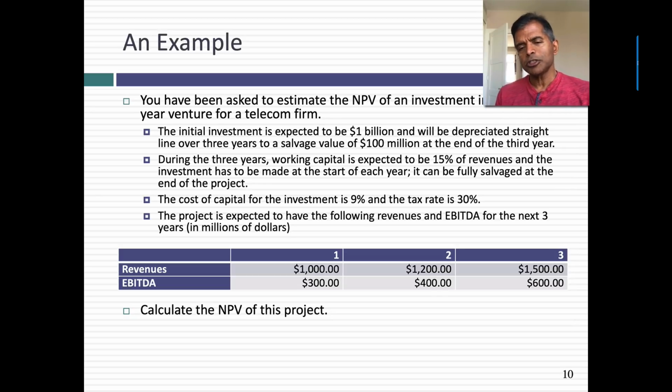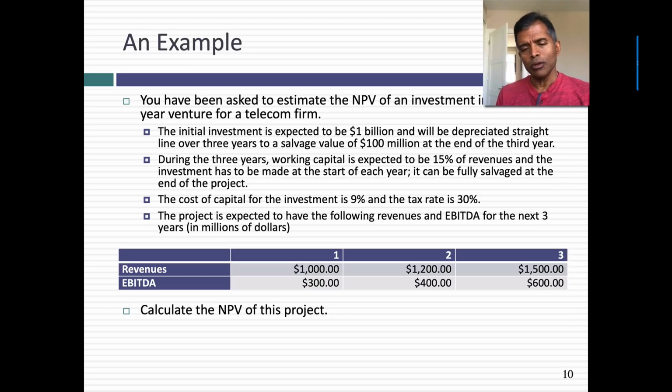The initial investment is expected to be $1 billion. It'll be depreciated straight line over 3 years to a salvage value of $100 million. So if I just pause there, billion to 100 million, that's 900 million divided by 3, about 300 million depreciation each year. During the 3 years, working capital is expected to be 15% of revenues, and the investment has to be made at the start of each year. And who cares? You're going to see it affects the timing of the cash flows. And at the end of the 3 years, the working capital is going to be fully salvaged. Cost of capital is 8%, tax rate is 30%.